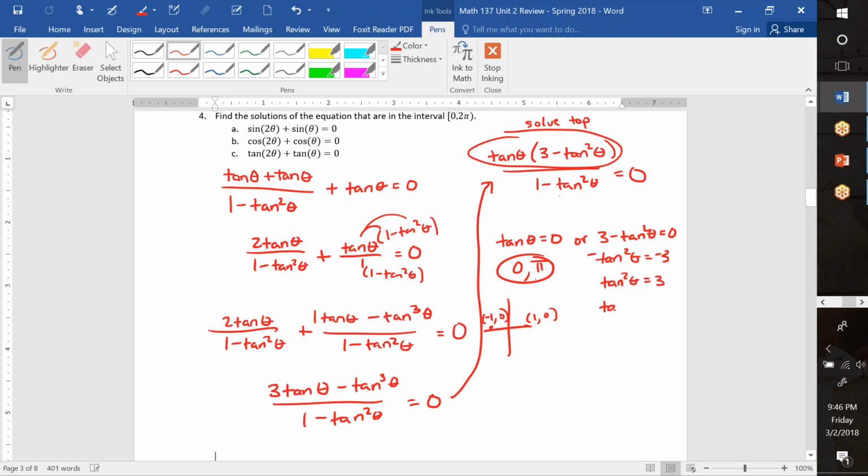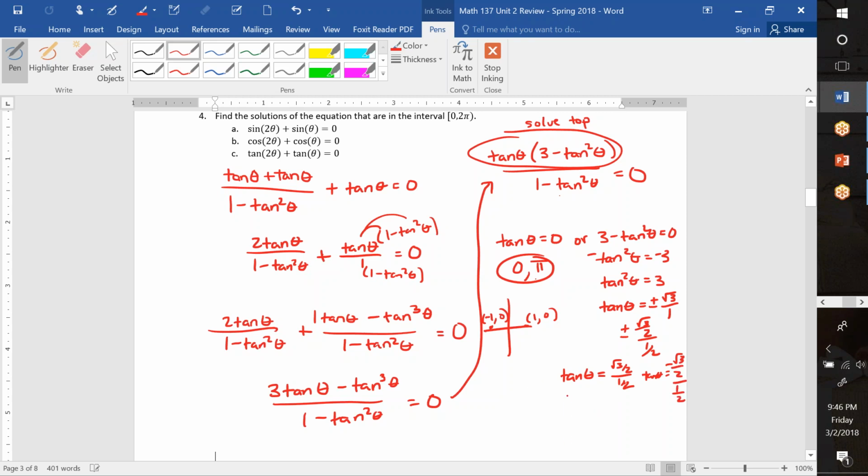Then we take the square root of both sides. So this is plus or minus square root of 3 over 1 if you want to think of it as a fraction. So remember, that's the plus or minus square root of 3 over 2 and 1/2. So we have two different equations to solve. Tangent of theta equals positive square root of 3 over 2 over 1/2, and tangent of theta equals the negative version of that.